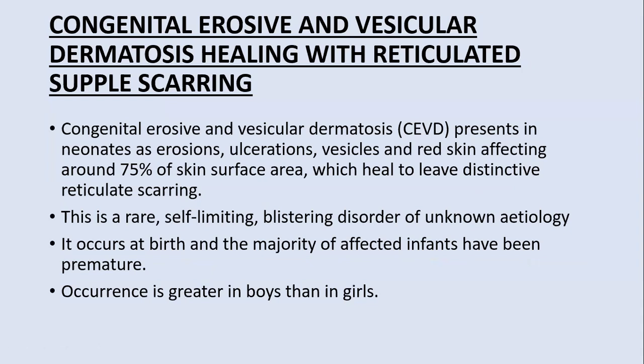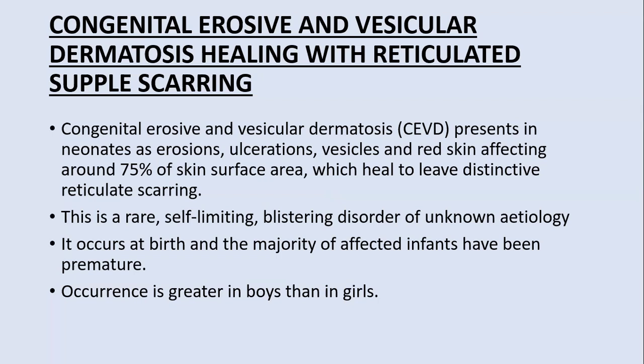So the last condition in this category is the congenital erosive and vesicular dermatosis healing with reticulate supple scarring. The first part is a normal occurrence, erosive and vesicular dermatosis, but the second part is typical of the condition, that is, it heals with a reticulate supple scarring. So this condition presents in neonates as erosions, ulcerations, vesicles, and red skin affecting 75% of the skin surface, and this heals with a distinctive reticulate scarring.